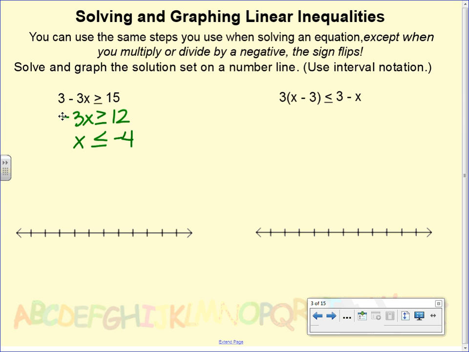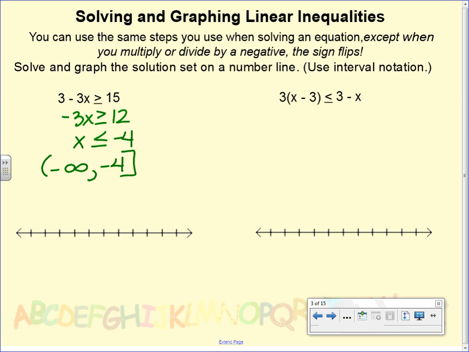We are instead going to use our interval notation. So equal to, remember we use a square bracket. Not equal to, we're going to use a parentheses. So this solution would be a parentheses, negative infinity, comma, negative 4, and because it's equal to, a bracket. And then that's how you would be putting that in Math Excel.